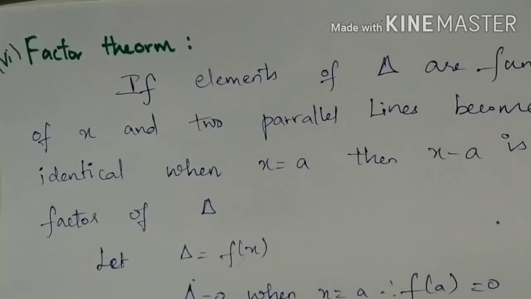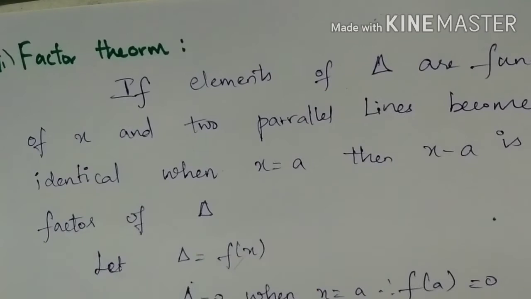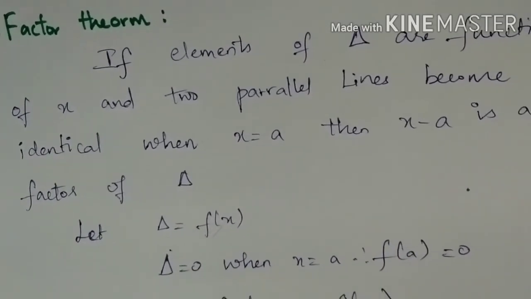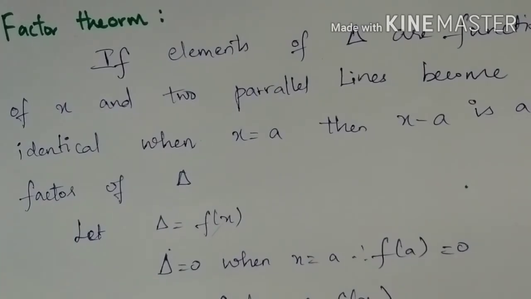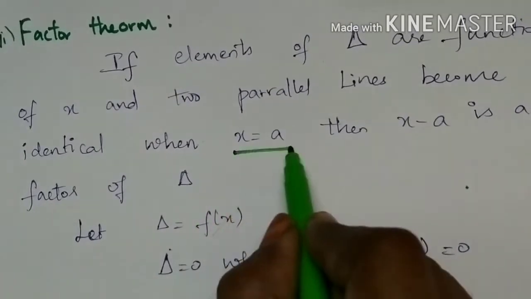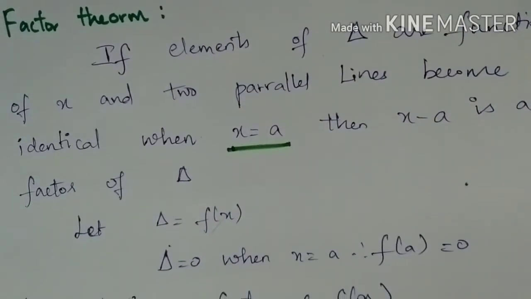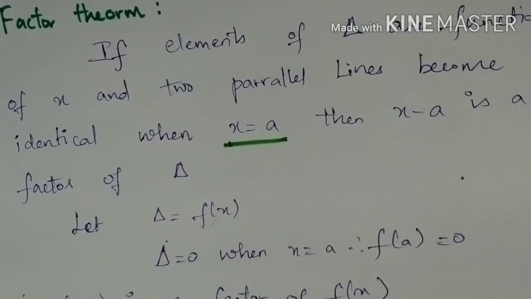Now let us move on to the topic of the factor theorem, which is also one of the properties of determinants. If the elements of the determinant are functions of x, that means the elements under the determinant are in terms of x, and two parallel lines, which can be either rows or columns, become identical when x is equal to a. When x is equal to a, both the columns or both the rows will be identical. At that time your determinant would be 0, right?